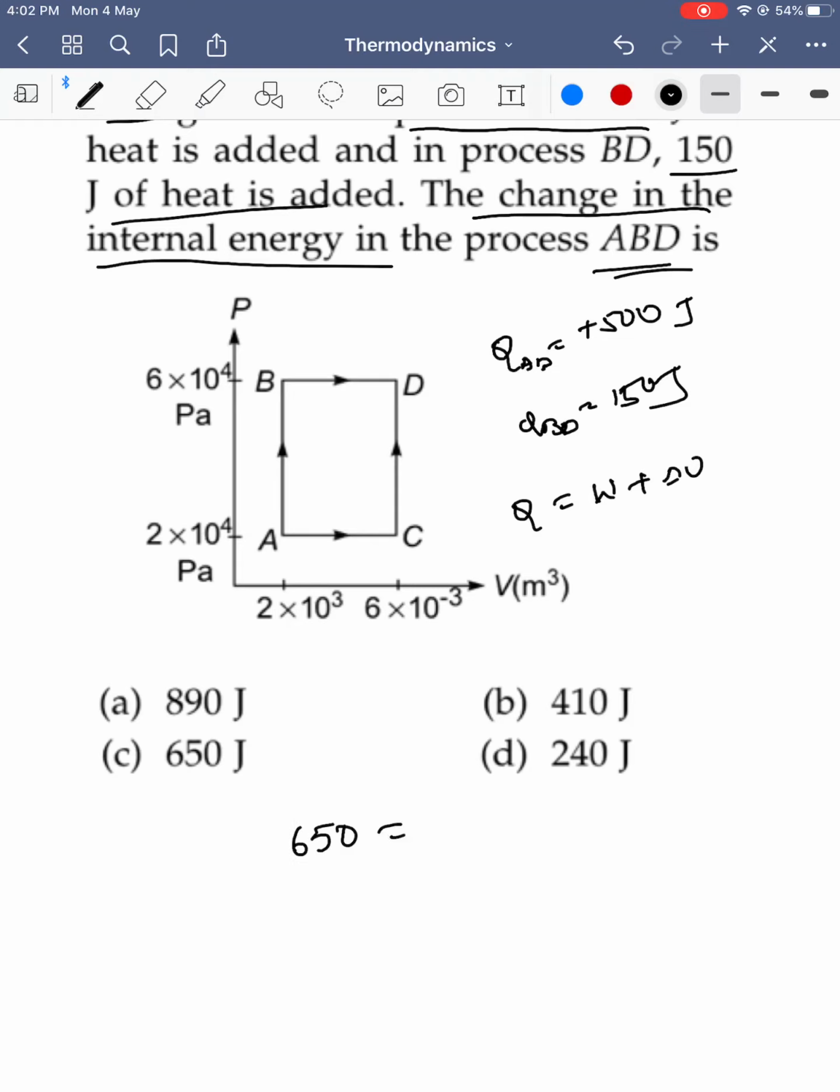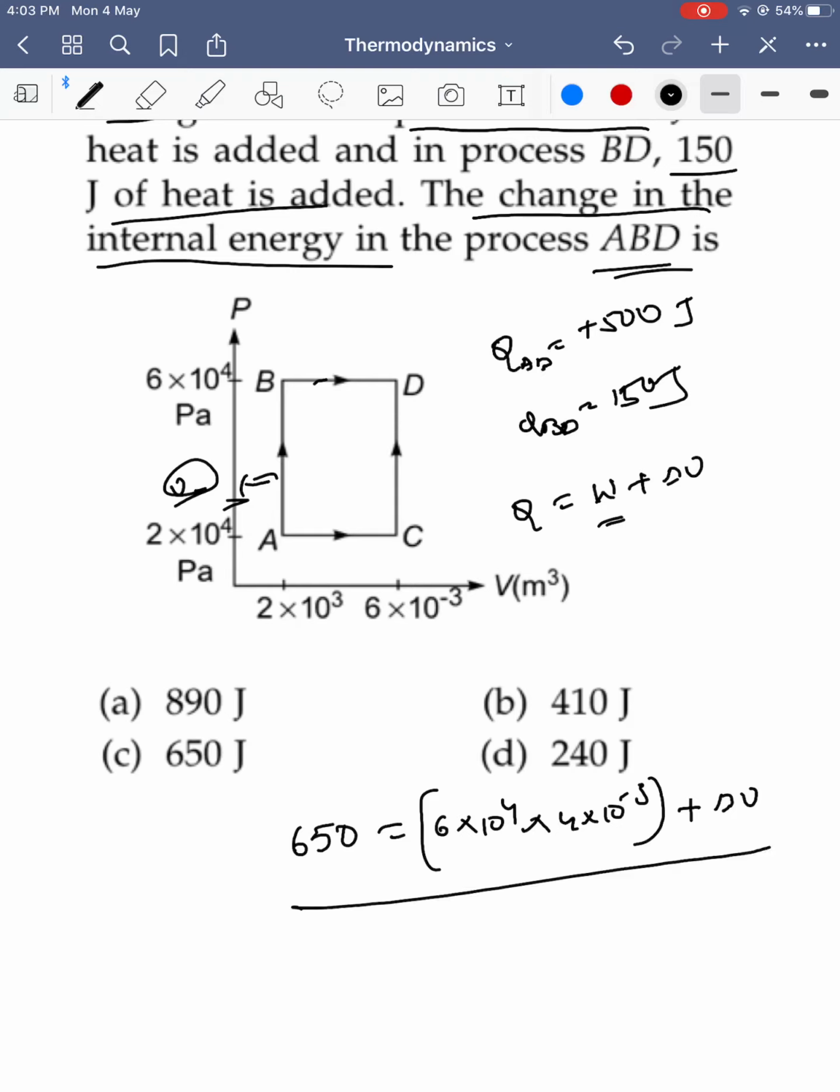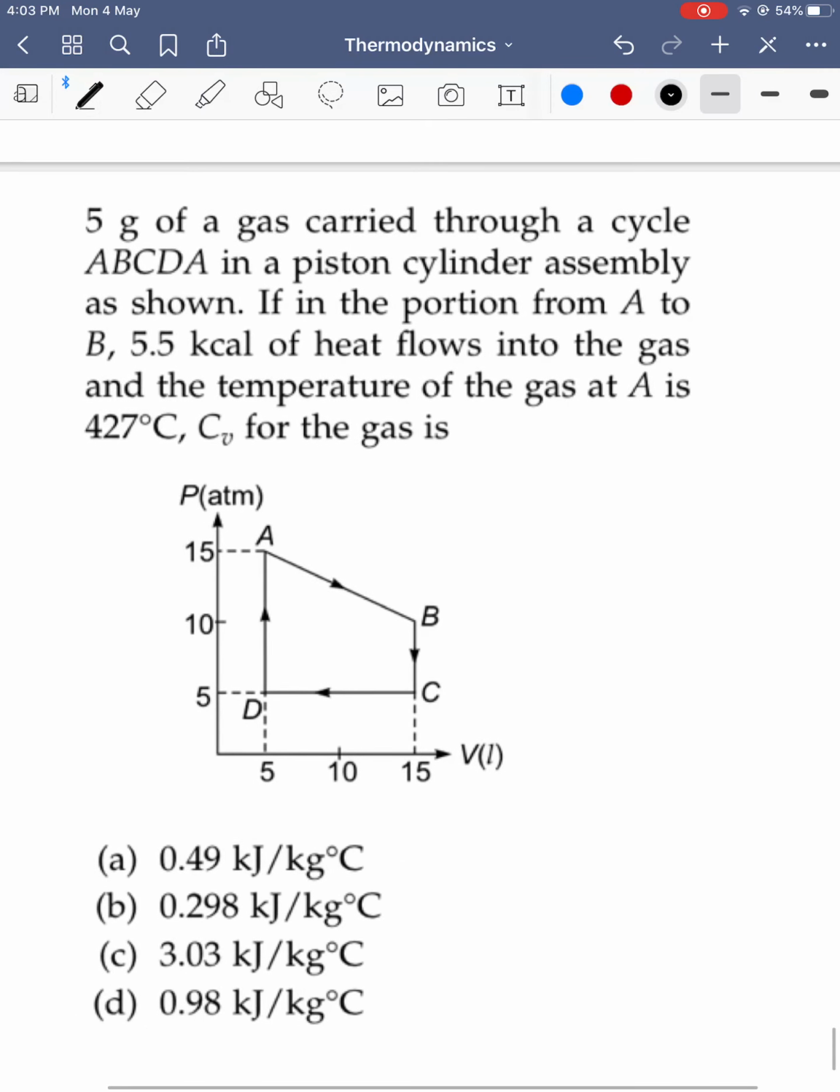650 is equal to the total work done in this process. Work done is 0 for AB because it is an isochoric process, and for BD it is 6 P0, 6 into 10 power 4, into volume 4 into 10 power minus 3. So this is the work done plus delta U. If you simplify this, you are going to get the change in internal energy. Simple question. Let's see one more question.